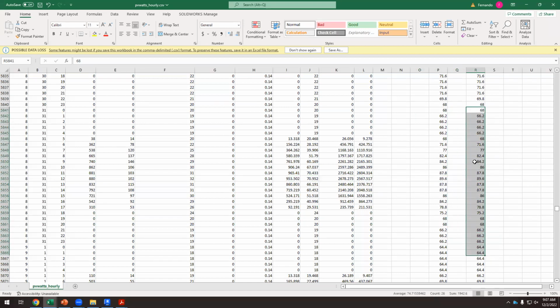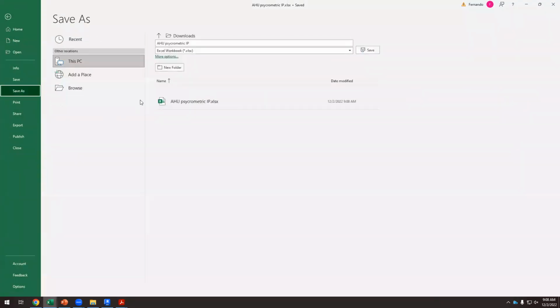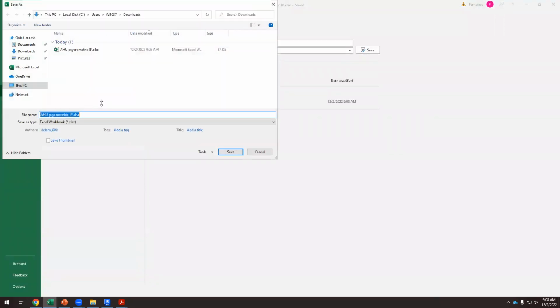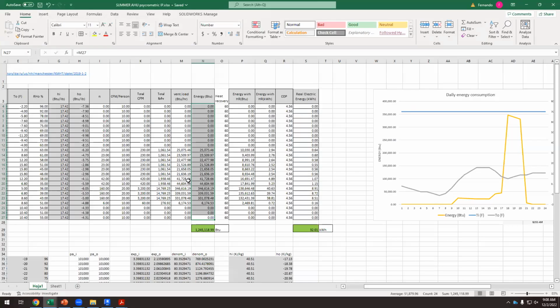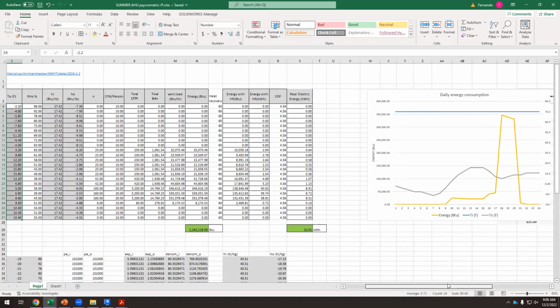So I have to select 24 values here, paste it on the Excel file. This is for winter. So what you have to do is to save this one, and then save as the same Excel file, but for summer. Okay, so we need two different Excel files for winter and summer, and then you have to paste the outdoor temperatures here, and then the graphic will change and all that stuff.